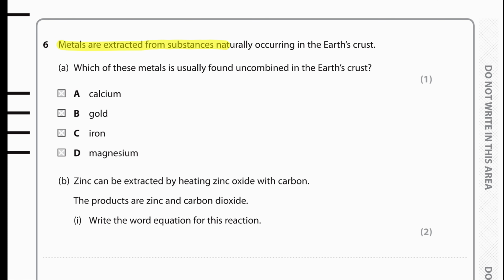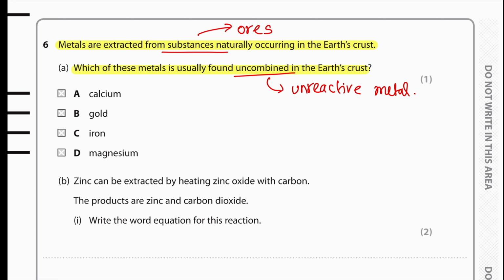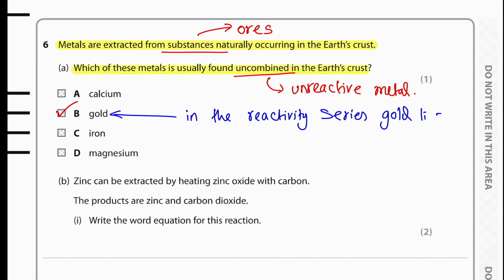Metals are extracted from substances naturally occurring in Earth's crust. These substances are generally known as ores. Which of these metals is usually found uncombined in Earth's crust? To get an uncombined metal, the metal has to be very unreactive. One of the most unreactive metals commonly known to man is gold. So gold will be the correct answer. In the reactivity series, gold lies at the bottom.